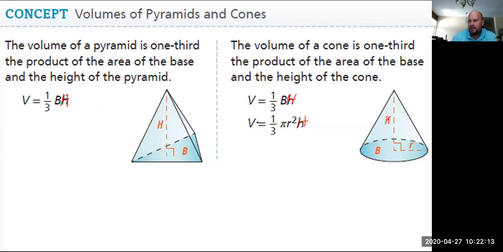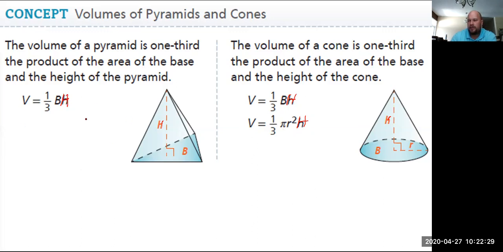Again, both of these actually share the same equation to start off. The only reason why there's a second equation for a cone is because instead of just doing big B for base area, a cone will always have a circle for the base. So we're able to plug in the formula for area of a circle in for big B.